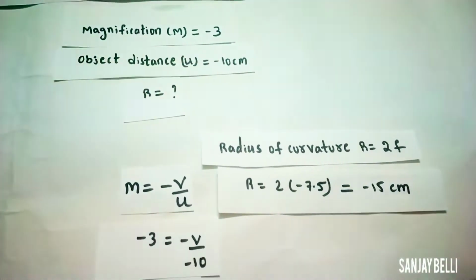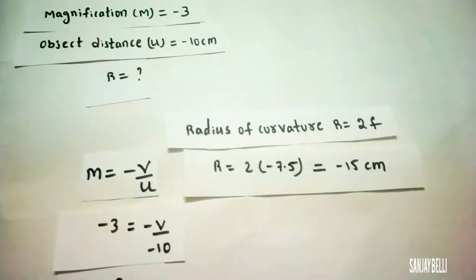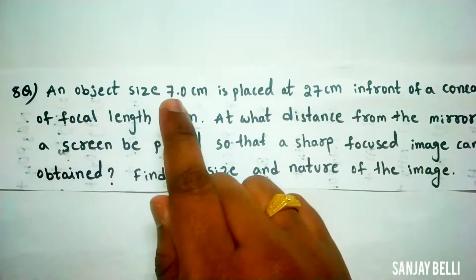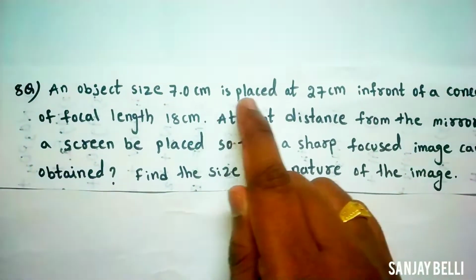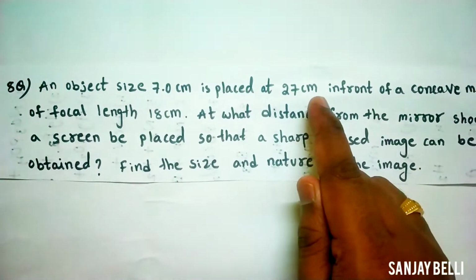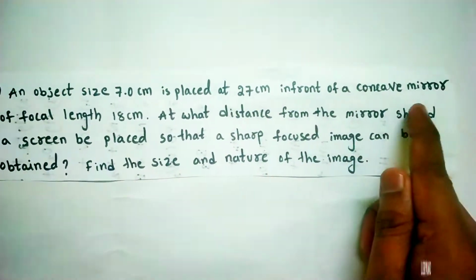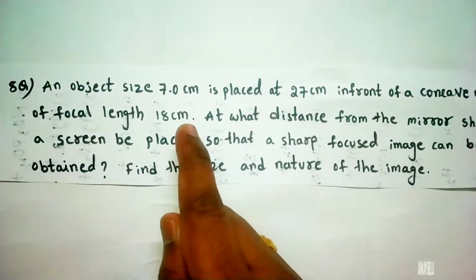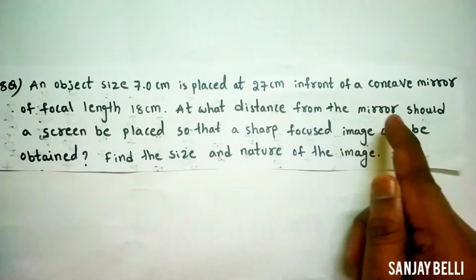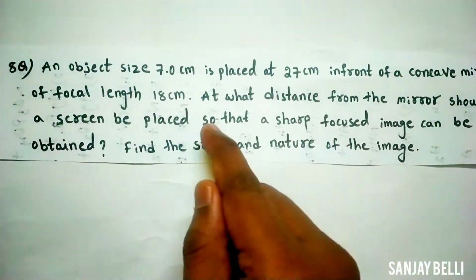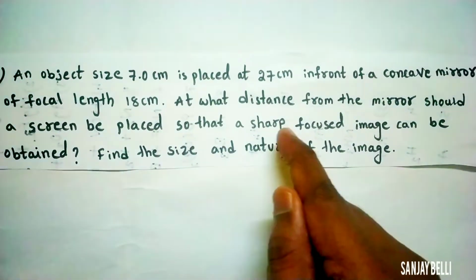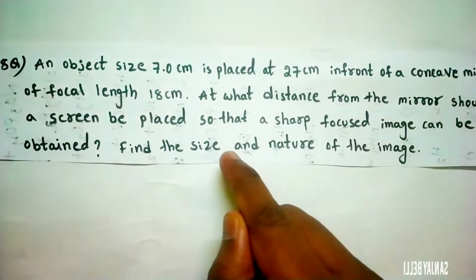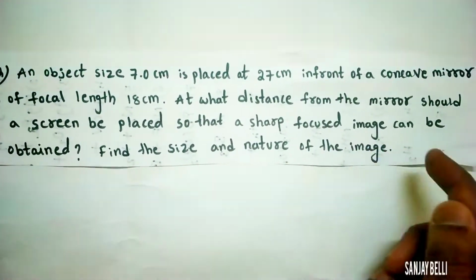This is your 7th problem solution. Your 8th question: an object of size 7 centimeters is placed at 27 centimeters in front of a concave mirror of focal length 18 centimeters. At what distance from the mirror should a screen be placed so that a sharp focused image can be obtained? Find the size and nature of the image.